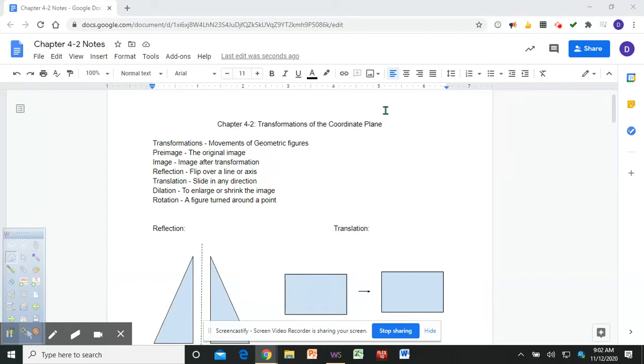Hey guys, today we're going to be talking about 4-2. Ignore the bell in the background as I'm at school right now, but we're going to be talking about transformations on the coordinate plane. So a transformation is basically we're going to be taking a shape, putting it on a graph, and then we're going to move it.